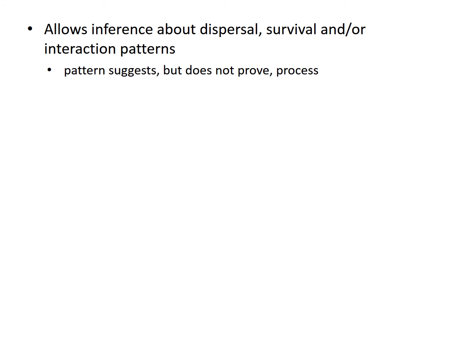Well, by looking at this pattern, we can suggest what processes, ecological processes, are occurring in the system. So this can allow us to make inferences or suggestions about dispersal, survival, or even interaction patterns within the species. The problem here, though, is that many processes can give rise to the same pattern. So this isn't hard evidence, it's just a suggestion of what's driving the system.